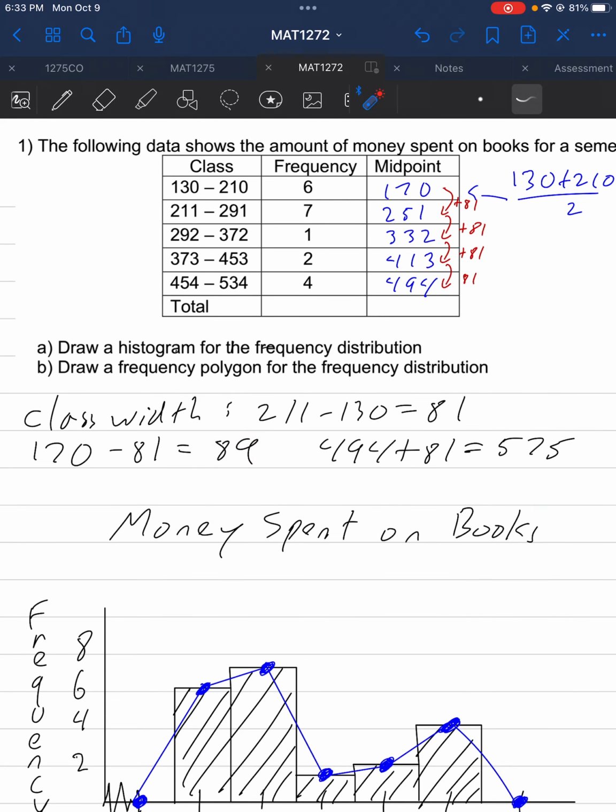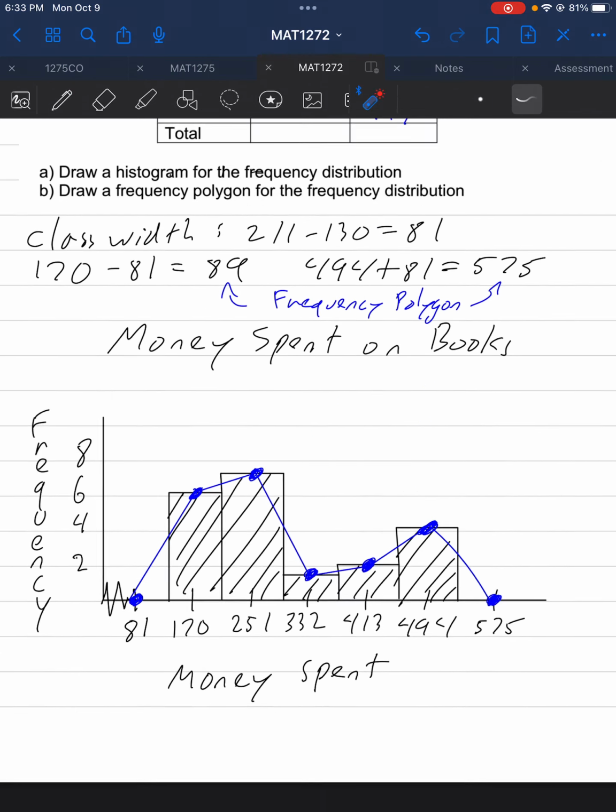One below the first value, 170 minus 81 is 89, and then one above the top value, 494 plus 81 is equal to 575, and this will be used. These 2 values are going to be used for the frequency polygon. They are not going to be used for the histogram.